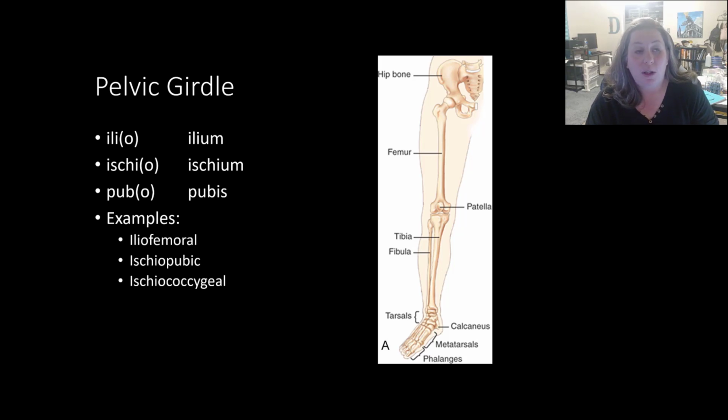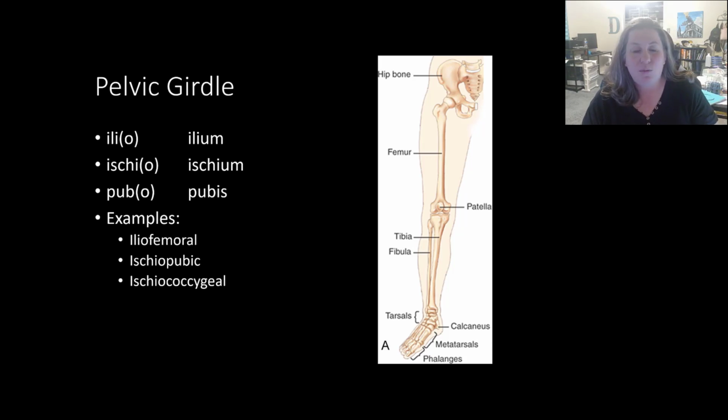We then have the pelvic girdle. The pelvic girdle is going to be made up of 3 main bones that make up that hip bone. So the ilium, the ischium, and the pubis, and we do have some word parts that deal with those 3. When they come together, they make that actual hip bone or coxal bone.